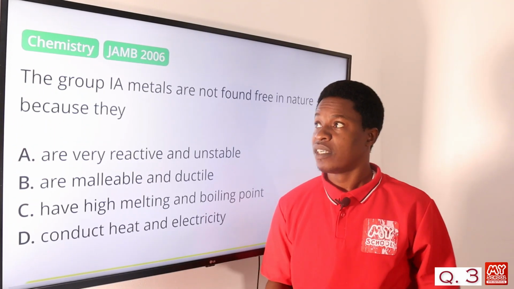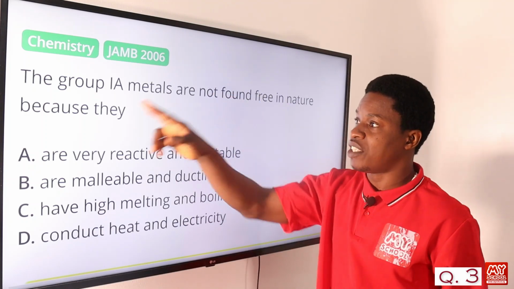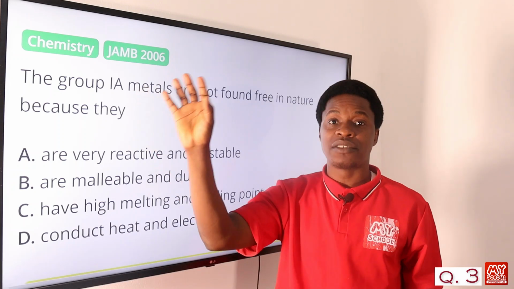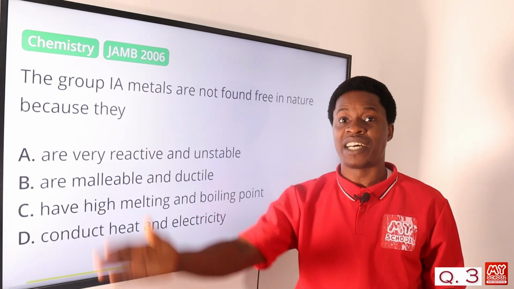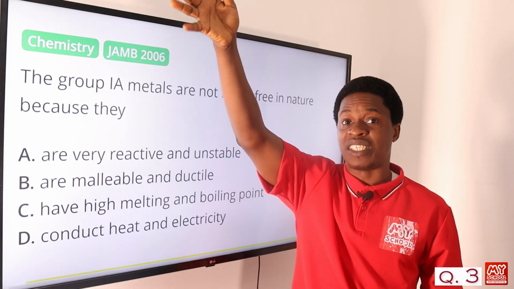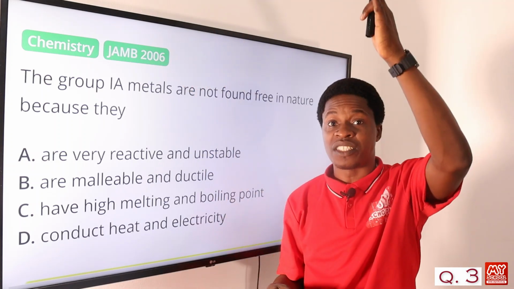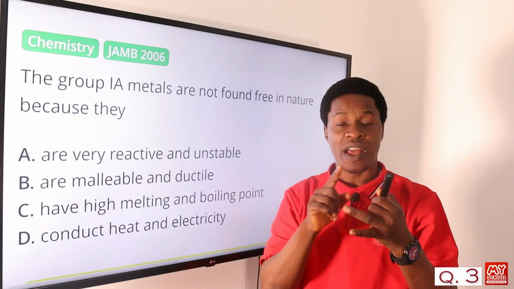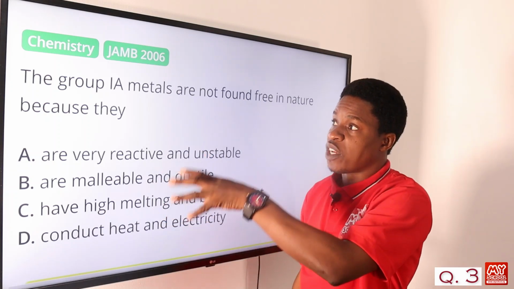Question number 3. The group 1A metals are not found free in nature because they are what? Don't forget that group 1A metals are the alkali metals. Okay, they are in group 1, alkali metals, and then we talk about lithium. Of course, hydrogen is there, because it also has 1 electron in the outermost shell. So that is why it is grouped under the group 1A elements. So we have lithium, we have sodium, we have potassium, and so on and so forth. So we have them for the first 20 elements.